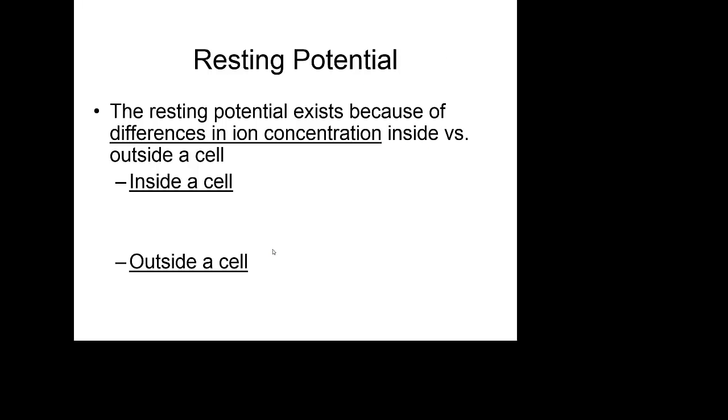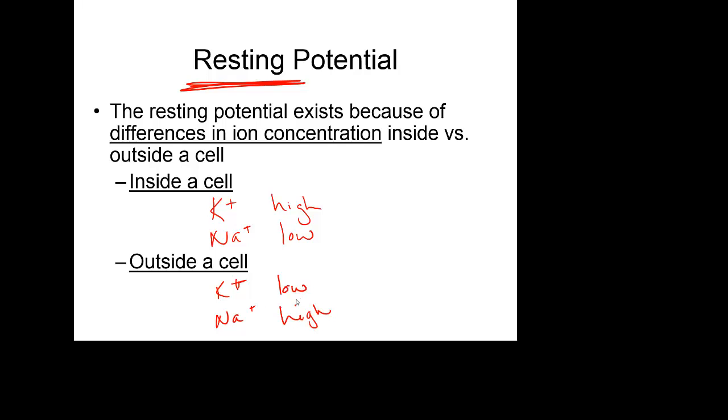And this is literally, you can measure this with microelectrodes on either side of the cell, either side of the plasma membrane. And we are literally looking at the difference between the potassium and the sodium concentrations inside and outside of the cell. So inside a cell at rest, potassium is high and sodium is low. Outside, we look at potassium being low and sodium being high.